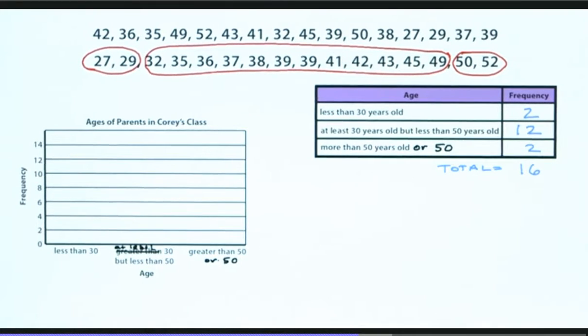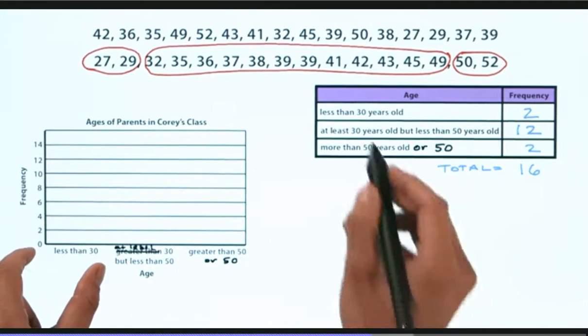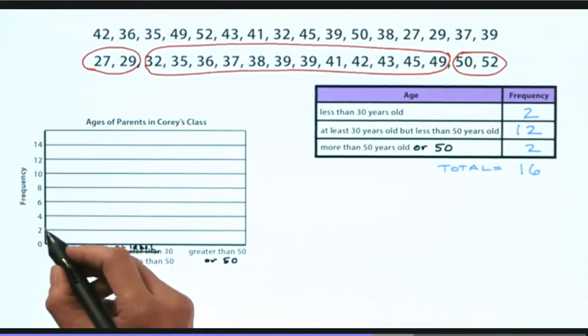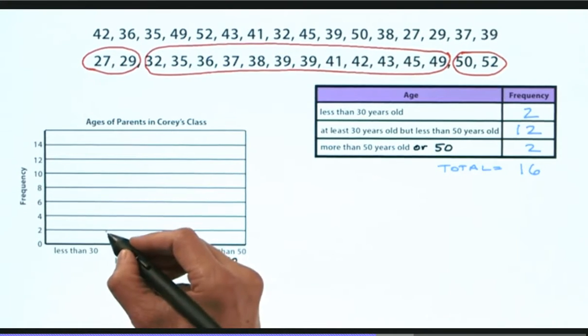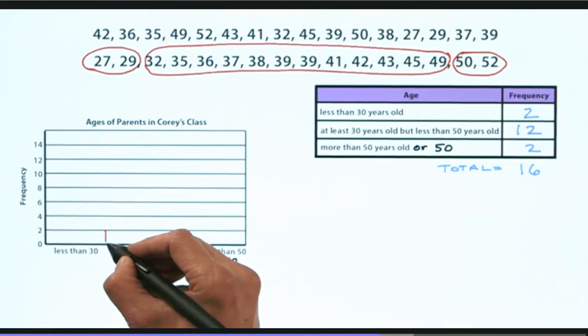Okay, great. So now, how would you actually create the histogram? Well, you have the frequencies, and that tells you the heights. So here we go. Remember, there's no gaps. We're creating now a bar chart, a bar graph. And so the first one, less than 30, we have 2 people. So that's 2 right here. So what I'm going to do is I'm going to just color this in like this.